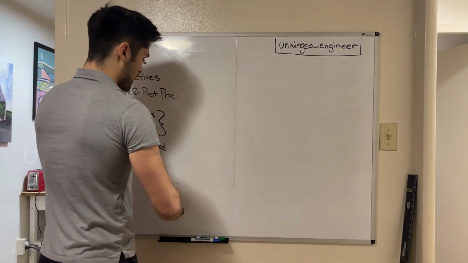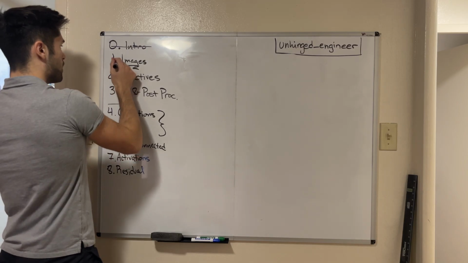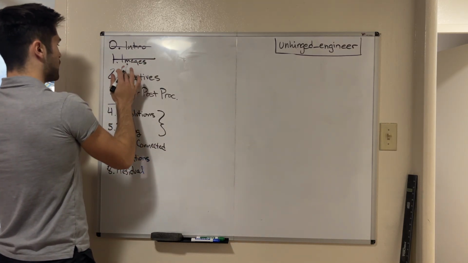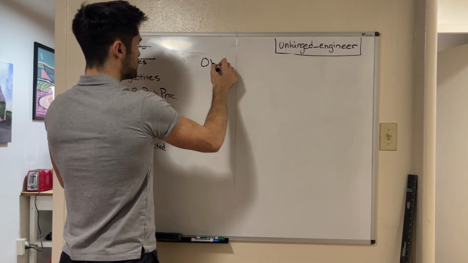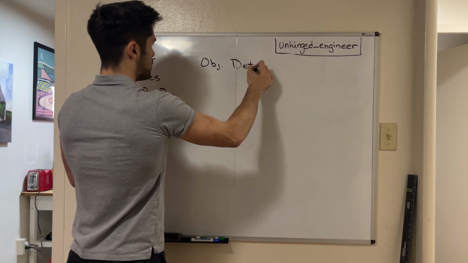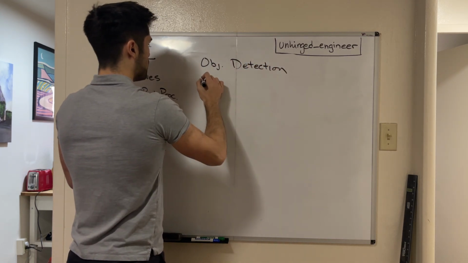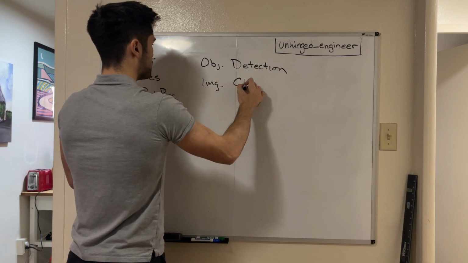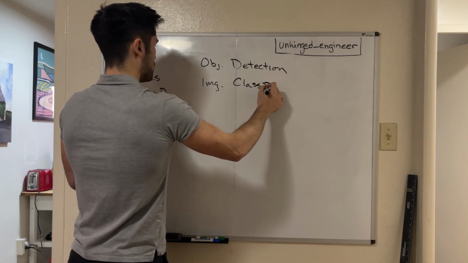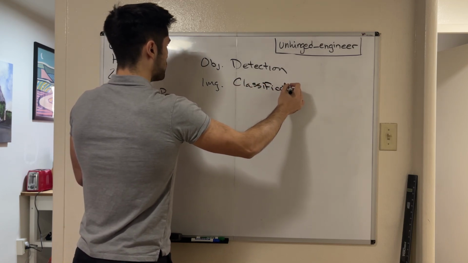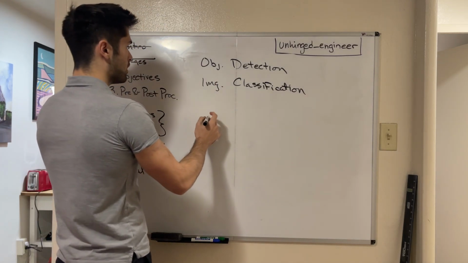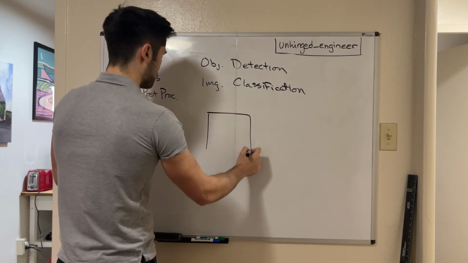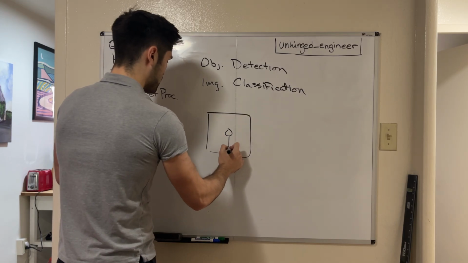Cool. Okay, so that's images. Let's talk about objectives, right? So there's 2 main ones here. Object detection and image classification. Now there's other ones like image segmentation that are pretty dope, but right now I'm just going to talk about these 2. Let's start with image classification because it's the simpler one, right?